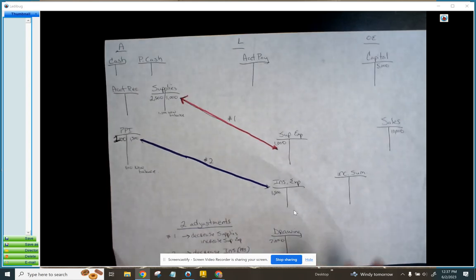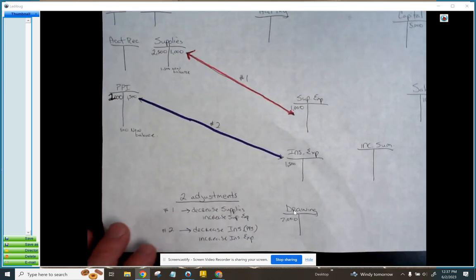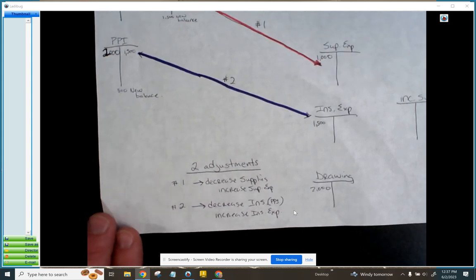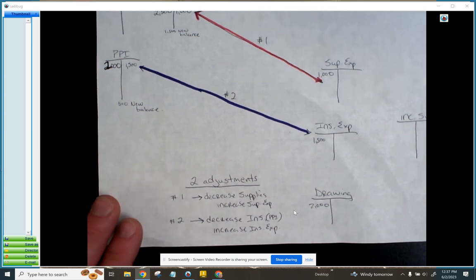All right, class, this is to review adjusting and closing entries. What you're seeing here listed on the bottom are the two adjusting entries that you need to do. First, decrease supplies and increase supplies expense. You're decreasing the supplies for the amount that you use during that fiscal period.